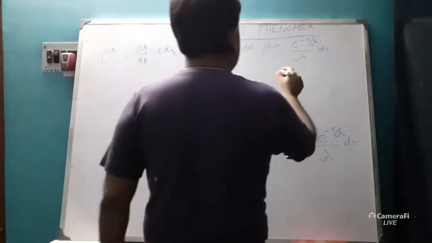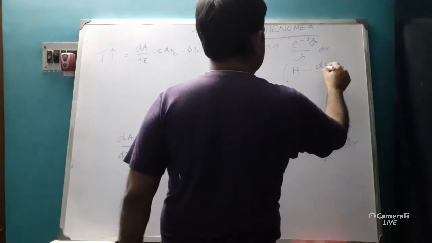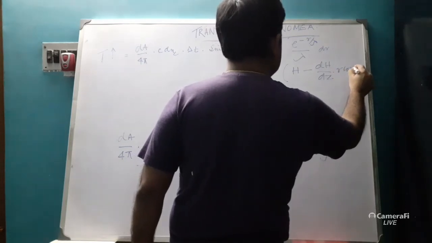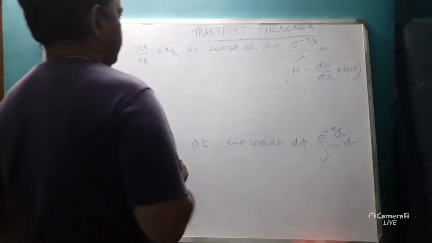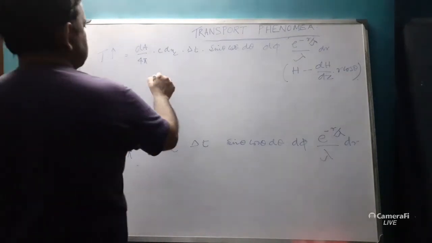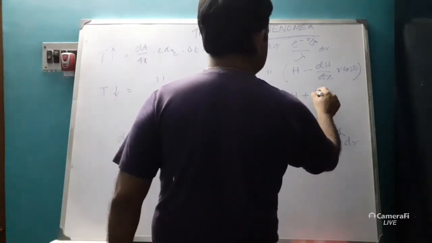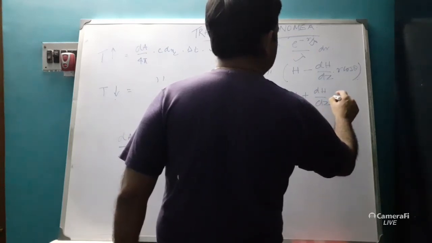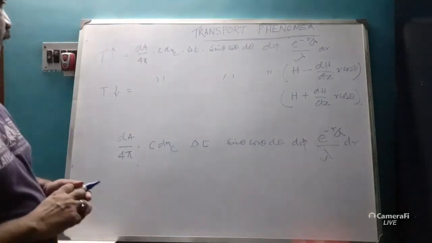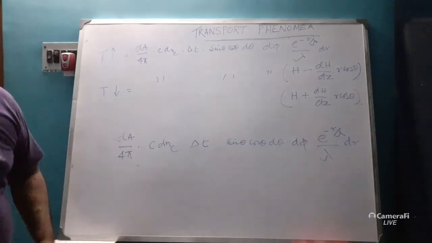And for the up portion, you can consider for the point P1 dH by dz into z, and z will be replaced by r cos theta. So T up and T down will be just the same thing written, but we'll have H plus dH by dz into r cos theta. This is the expression for the net transport of the physical quantity in the P2 direction.